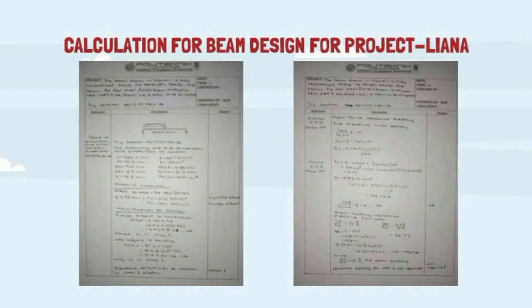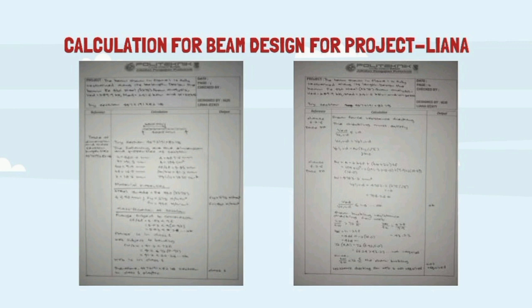Beam calculation project. The beam shown in Figure 1 is fully restrained along its length. Design the beam in FE430 steel S275. From analysis, VED is 289.9 kN, MED is 241.6 kNm and W is 50 kN. Try section 457 x 191 x 82 UB.